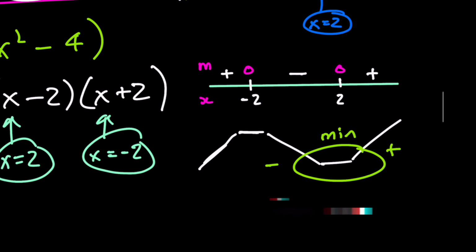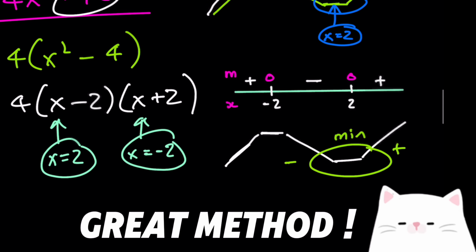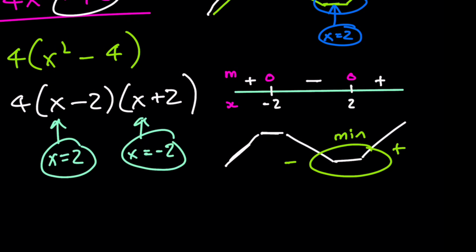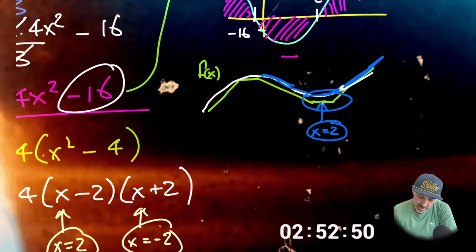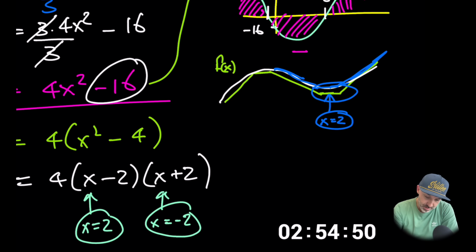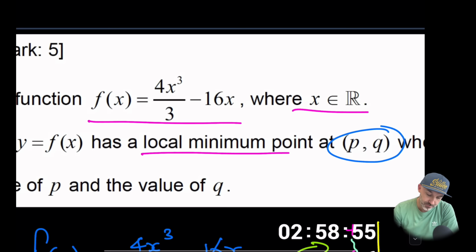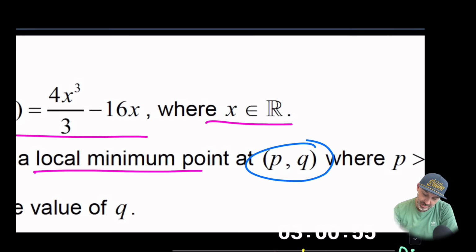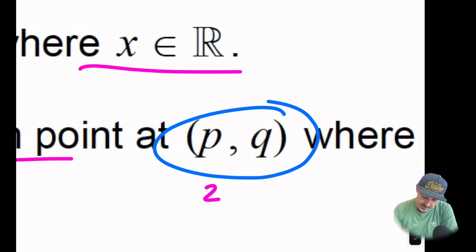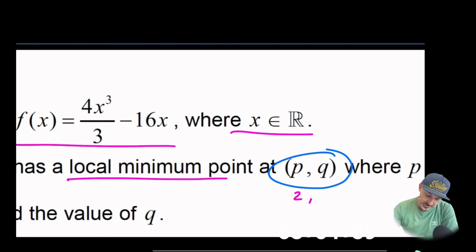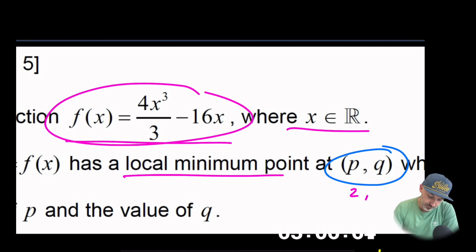So I just want to cover that because that is a very useful second method to find a minimum or a maximum. Right, so we have a gradient 0 and our minimum there is 2, but we need to find the y value because remember it wanted x and y. So we know that p is 2, but what is q? Well, let's go ahead and plug 2 into this original function here.